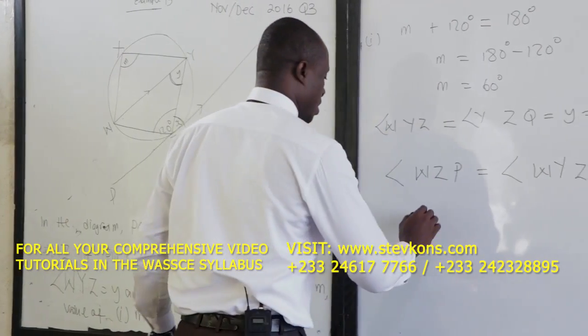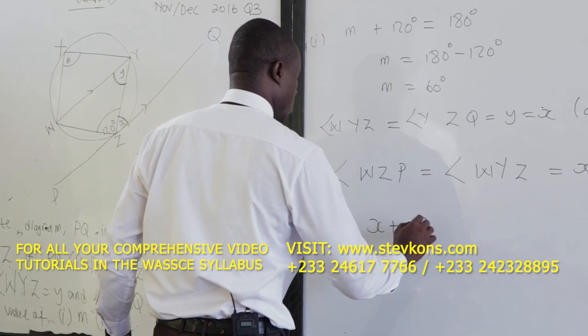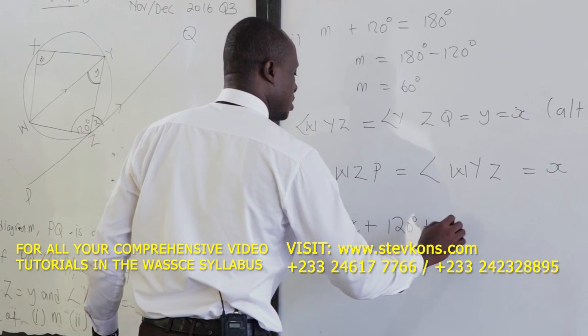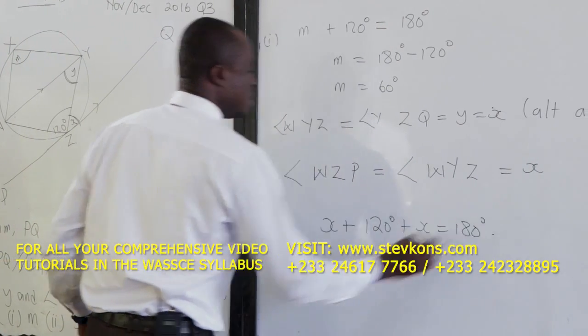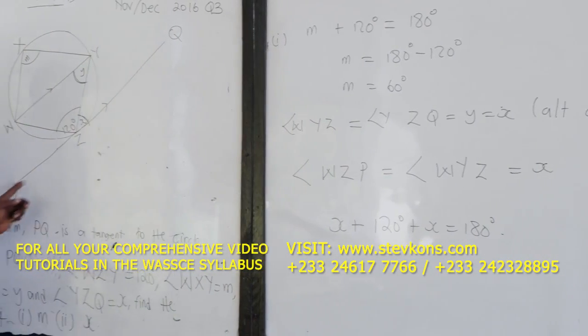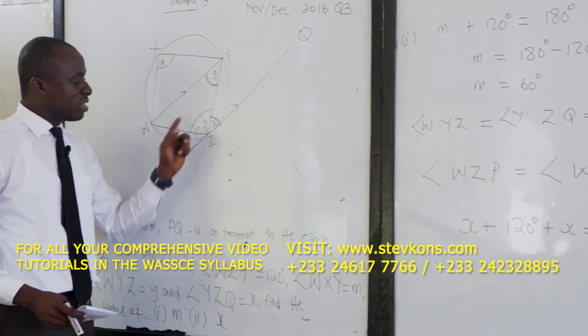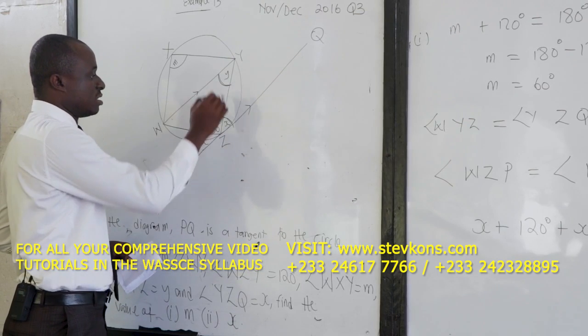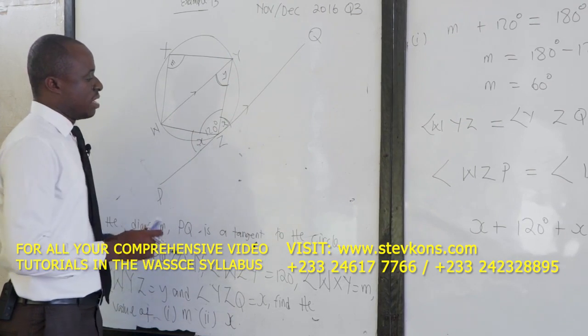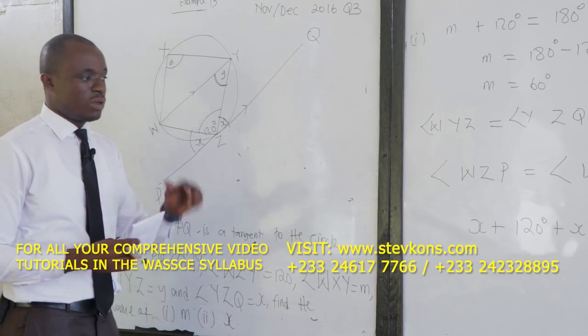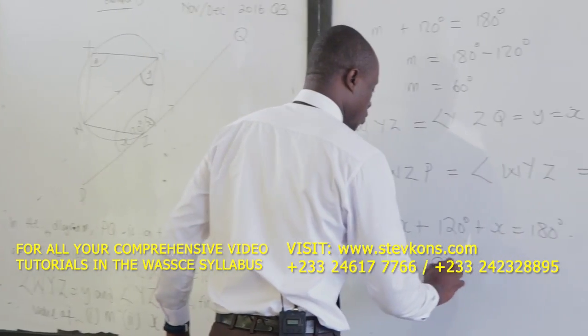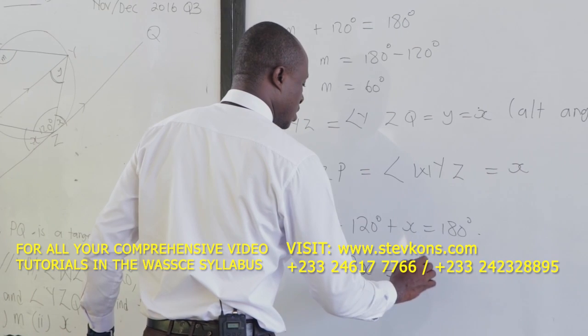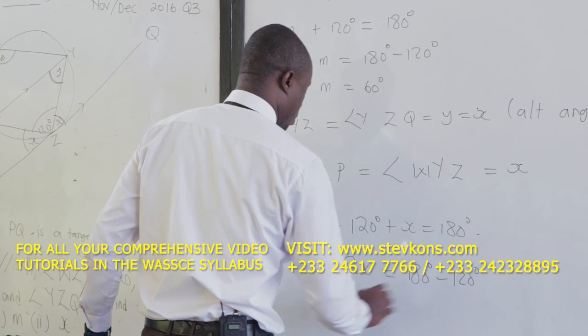So what can we say? X plus 120 degrees plus X equal to 180 degrees. Why are we saying that? This is a straight line, and sum of angles on a straight line is equal to 180. This is also X, the same as this X. So this plus this plus this equals 180. You can find X from here. So you have 2X equal to 180 minus 120 degrees.